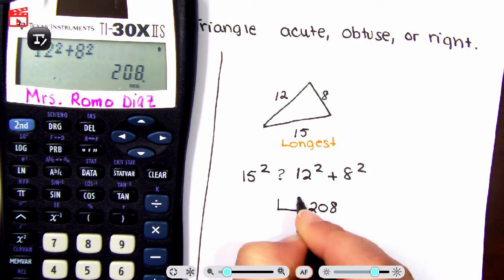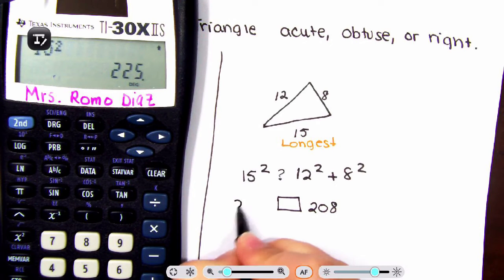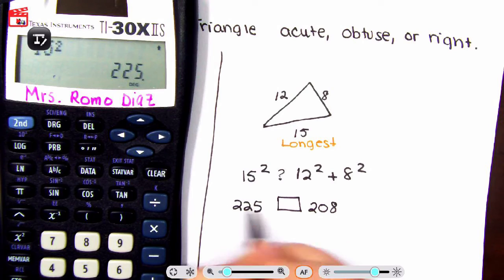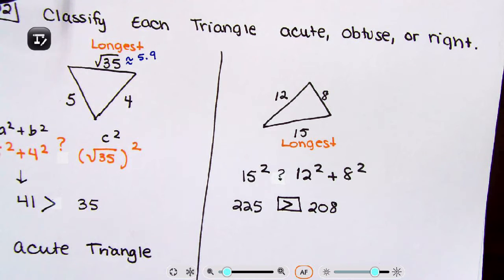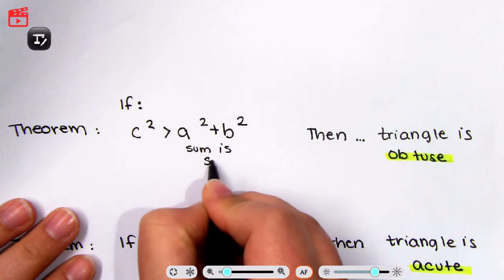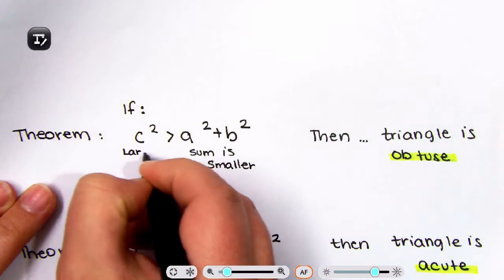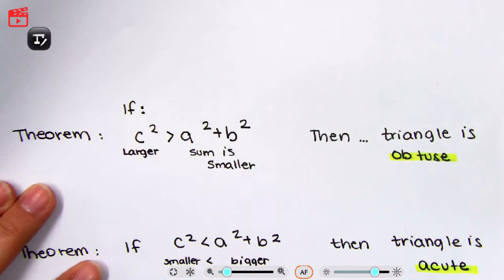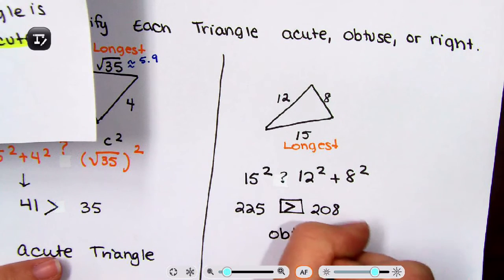And I'm going to put a little box here just so we know. 15 squared is 225. Which one's bigger? 225 is definitely bigger than 208. Looking at our cheat sheet here, the sum on this side is smaller. The C value squared is larger. So C value is larger. That means we have an obtuse triangle.